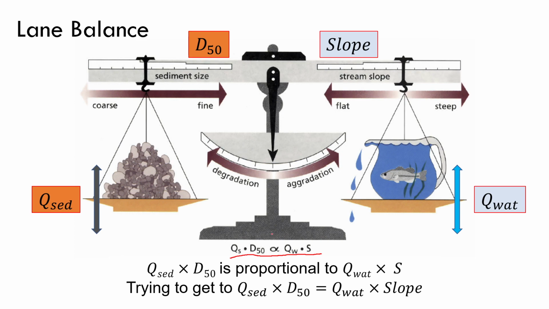The way this reads is we have our Qs, our sediment discharge, times our sediment size. The symbol in here means proportional to our water discharge times our channel slope. I've written that out down here a little more: sediment discharge and D50 is proportional to water discharge times slope. The ultimate thing that most rivers are trying to get to by changing all of those degrees of freedom is to balance this equation, essentially.